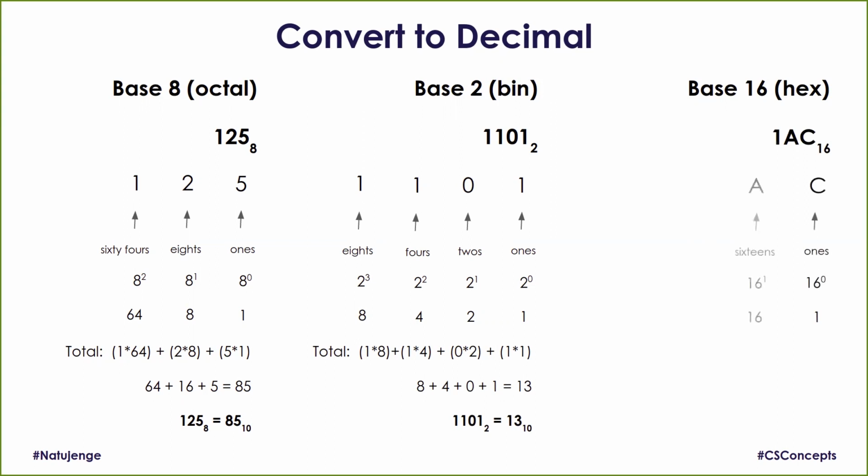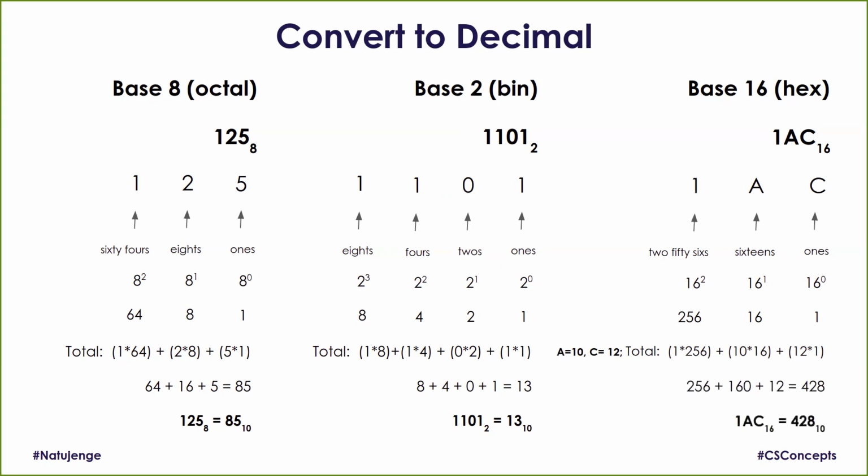So finally, we look at base 16, and we know C is 16 to the power 0, or ones, A is 16 to the power 1, which is 16s, and 1 is 16 to the power 2, which is 256. So similarly, we know that A is 10, C is 12. So we say 1 times 256, 10 times 16 plus 12 times 1. And that gives us 428, and we know that 1AC is equivalent to 428.